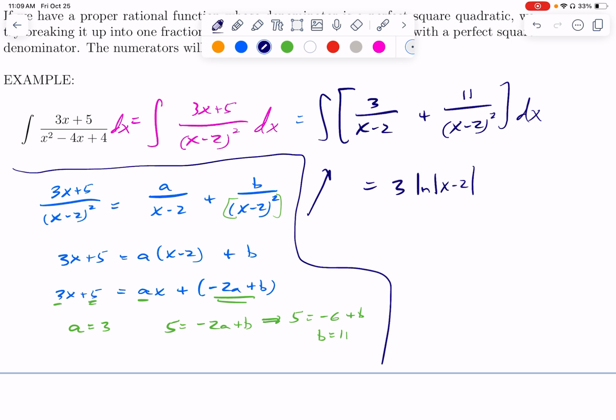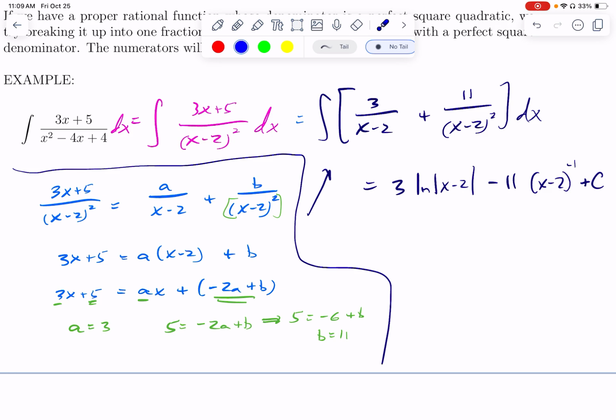And the second one, right, we have u to the negative 2 power. So that's actually going to be negative 11 times this thing to the negative 1. Again, there's a chain rule extra 1, but we don't have to cancel it because it's 1. Right, so this one isn't log plus log. This one is log plus something that's more algebraic.